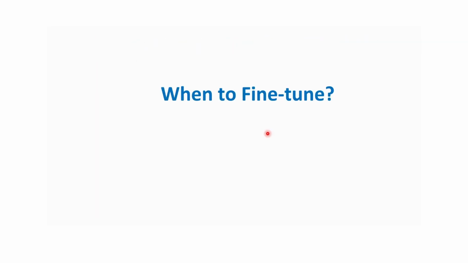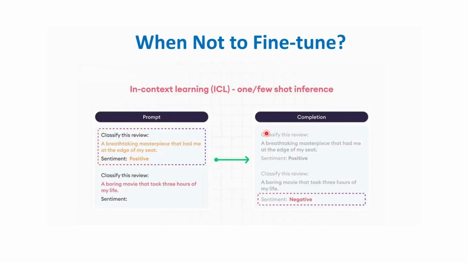Okay, so now we'll understand when to fine tune. Before we understand when to fine tune, we should understand when not to fine tune, because fine tuning is a very costly process. We cannot always fine tune, or we need not always fine tune. Why? Because when a particular LLM is already an expert in that domain, we don't need to fine tune. It's enough to do prompt engineering by giving one or a few shot inferences.